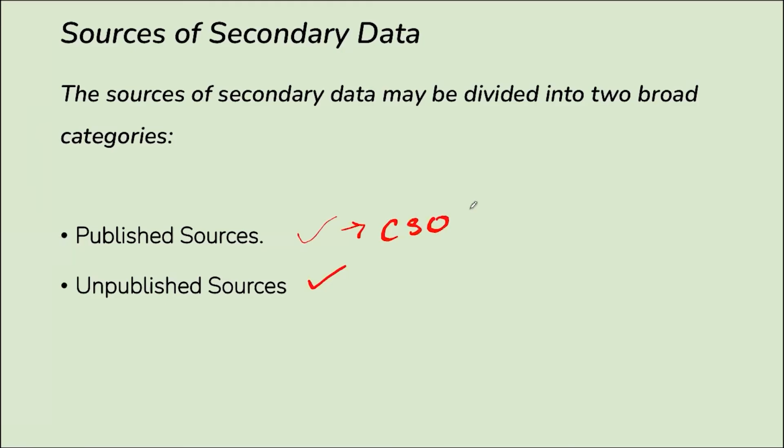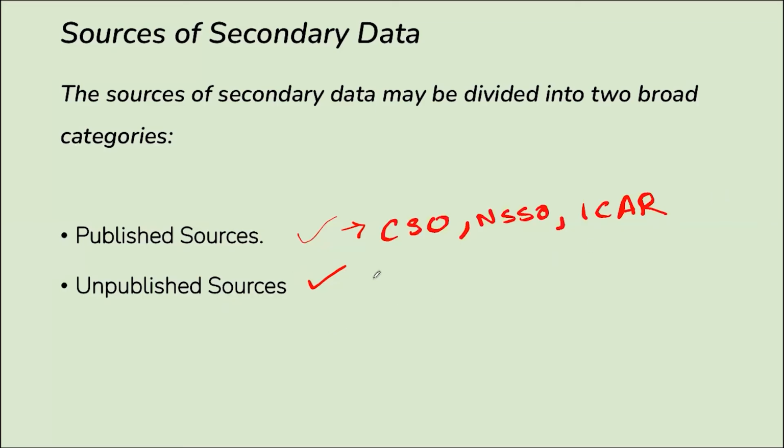Some of the national organizations which collect and publish such data are, for example, CSO. What do you mean by CSO? Central Statistical Organization. Another organization is NSSO, the National Sample Survey Organization. Many such organizations publish data. One more example is ICAR. What do you mean by ICAR? Indian Council of Agricultural Research, and so on. All such organizations publish their data, which can be used.